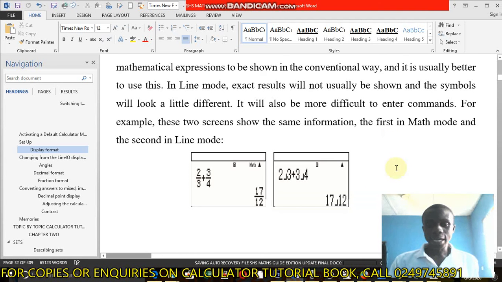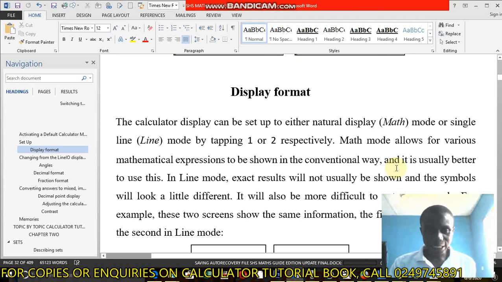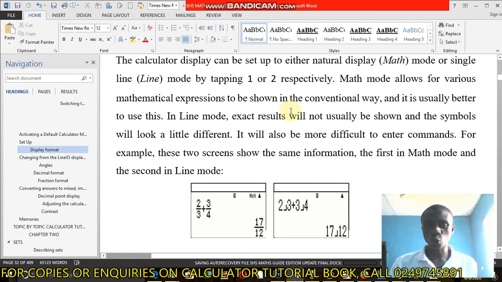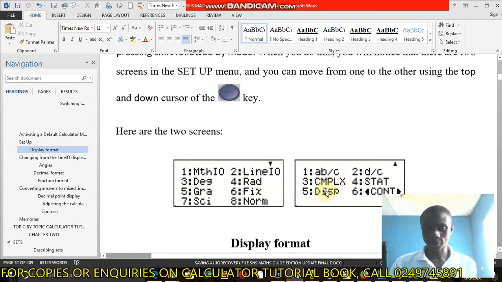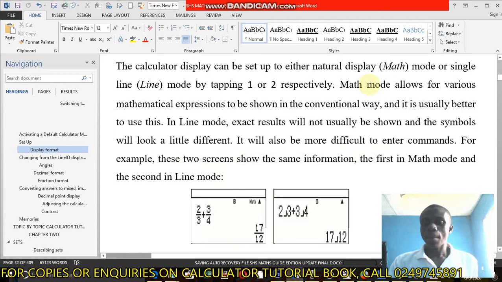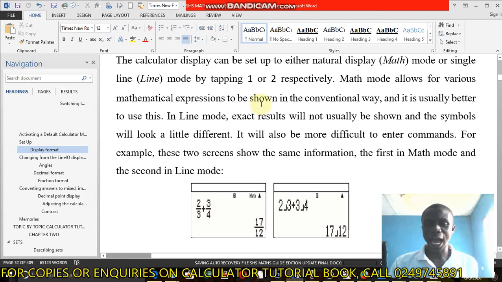Good. Now let us move to the display format of the calculator. Display format. The calculator display can be set up to either natural display, the math mode, or single line mode by tapping the 1 or 2 respectively in our previous screens.